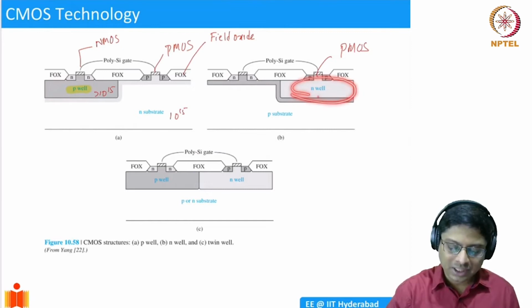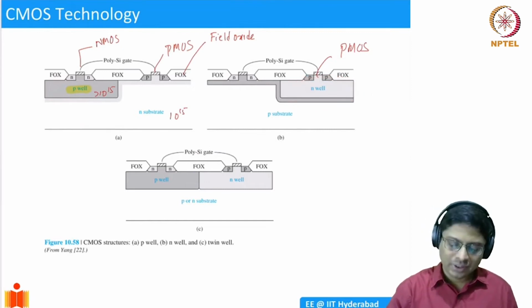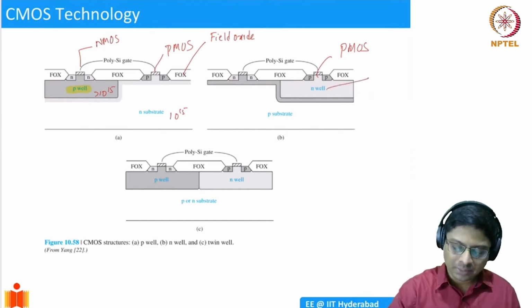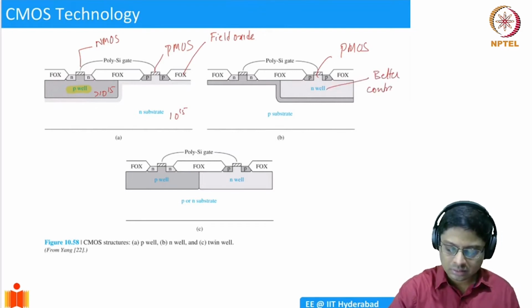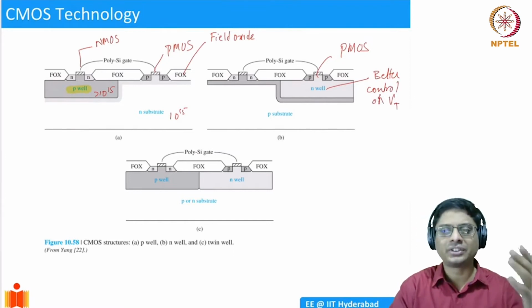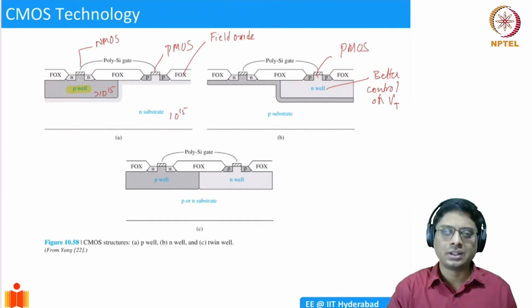Okay. And so you can have PMOS and NMOS devices on the same chip. But now if you do this, you have better control on the VT. This well implies better control on VT. You're not dependent on the substrate doping, but you can tune. You can increase, in some locations, the doping density of the well, and then increase your VT. That's possible to do. Okay.